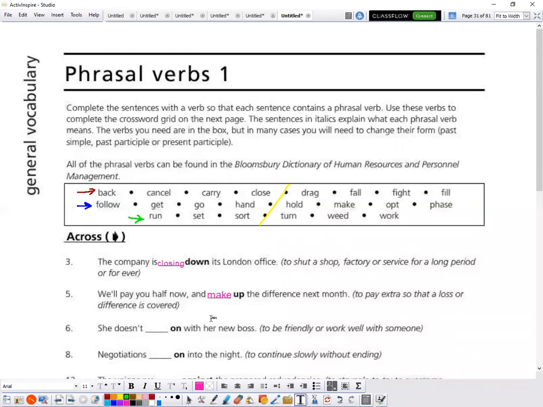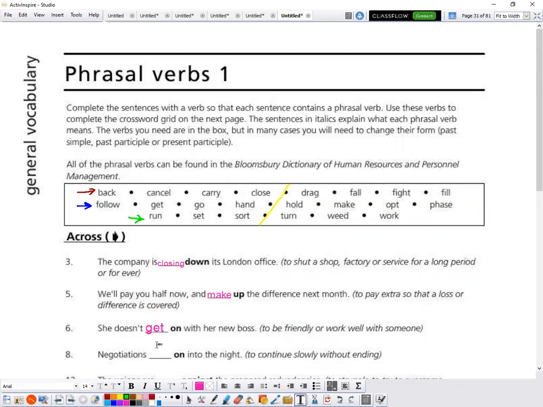Get? Yes, that's right, mashallah, Abdul Rahman. Get on. Get on means to be friendly with someone or to work well with someone. Okay. Thank you, Abdul Rahman.